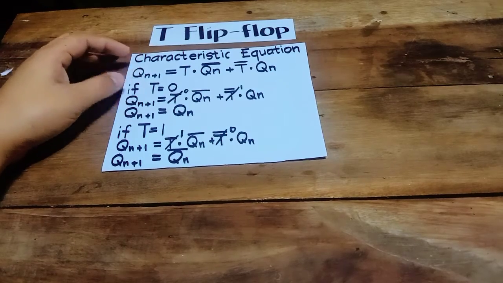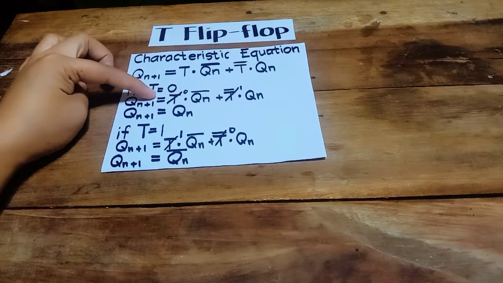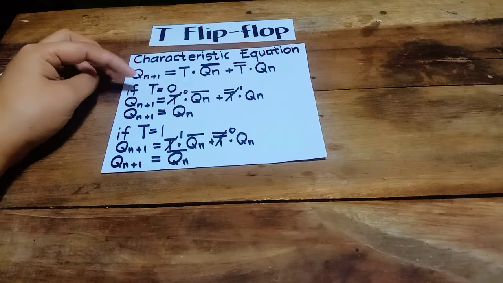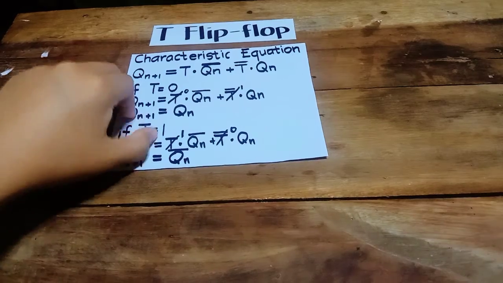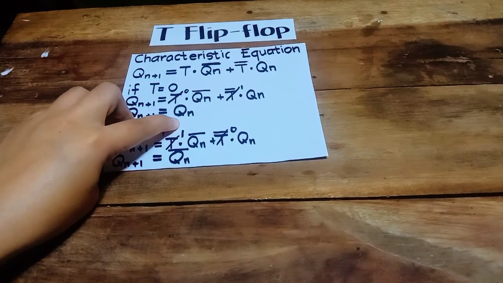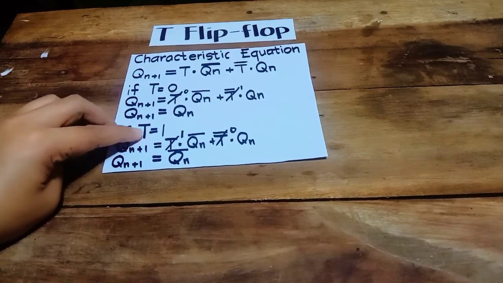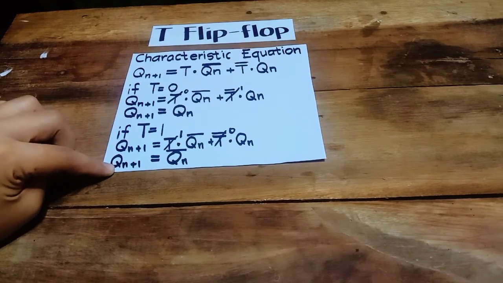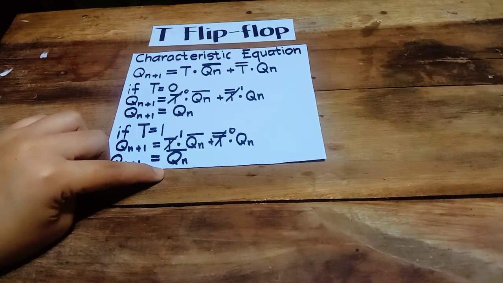Using this characteristic equation, this proves that the excitation table is true. So, if T is 0, the next output, which is Q sub n plus 1, is equal to the present output Q sub n. And if T is equal to 1, the next output is equal to the complement of the present output, which is Q sub n bar.